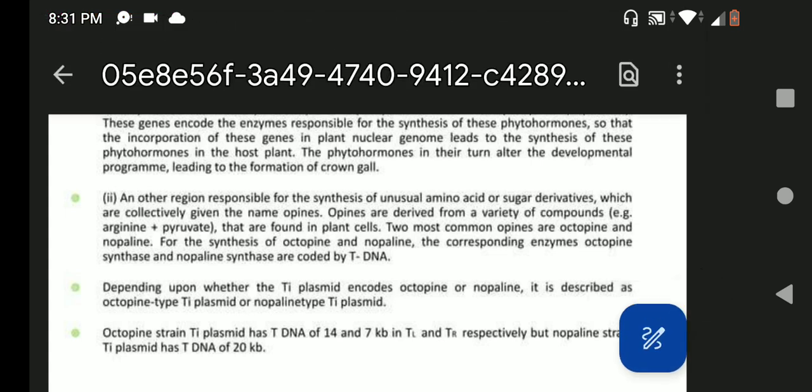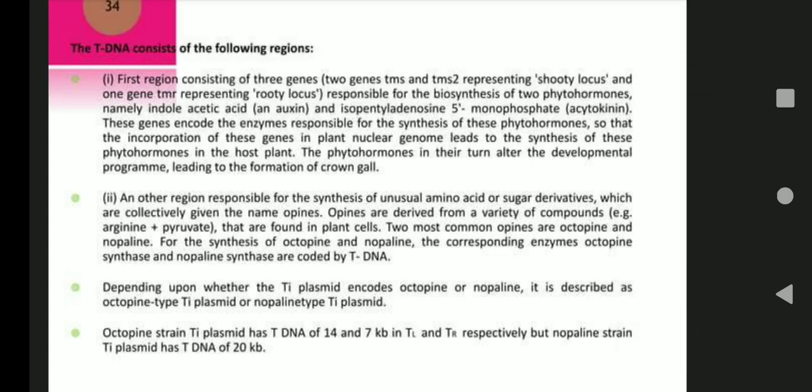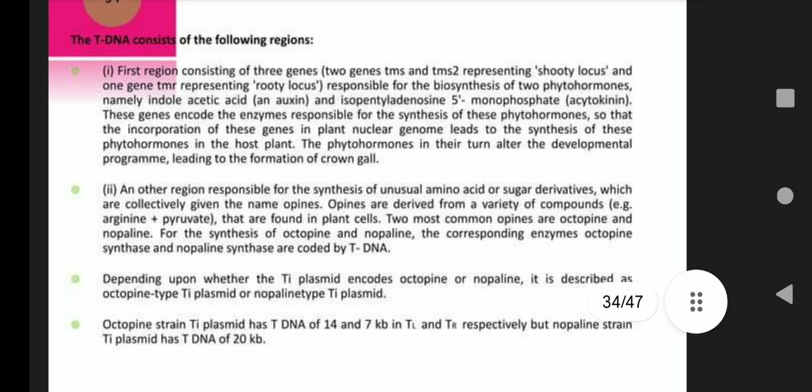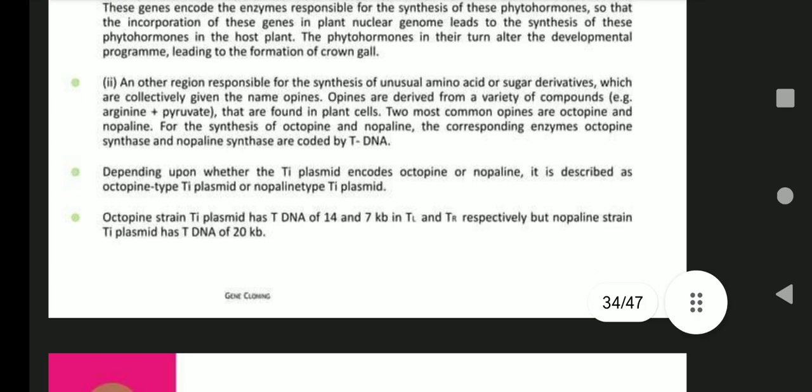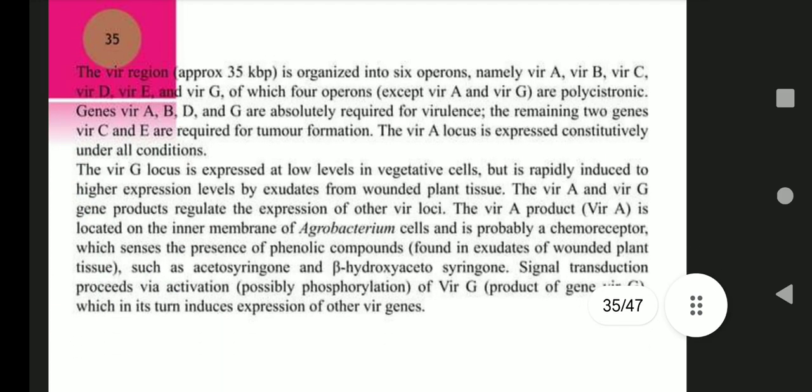Further, it produces a variety of opines, which are in turn derived from arginine as well as pyruvate, namely octopine and nopaline. These two opine compounds, which are encoded by the T-DNA, further aggravate tumor formation.